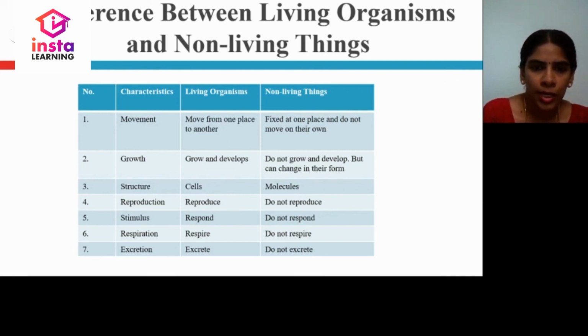Reproduction: living organisms do reproduce, but non-living things do not reproduce. Stimulus, that is responsiveness: living organisms do respond to light, gravity, sunlight, and external temperatures, while non-living things do not respond to any environment. Respiration: living organisms do respire, whereas non-living things do not respire. Excretion: living organisms do excrete, while non-living things do not excrete.